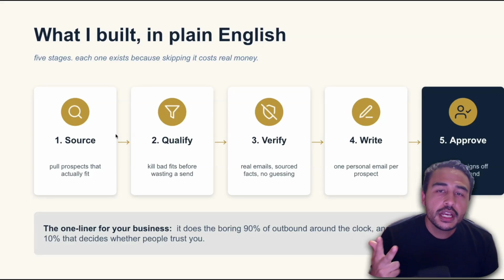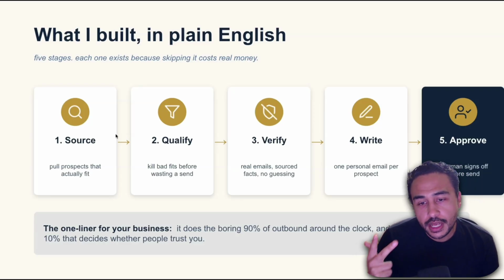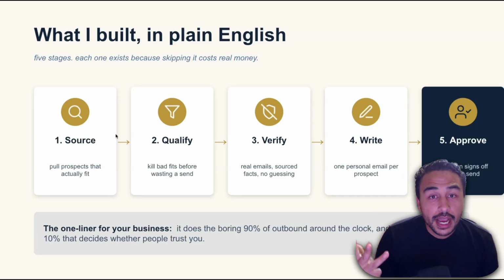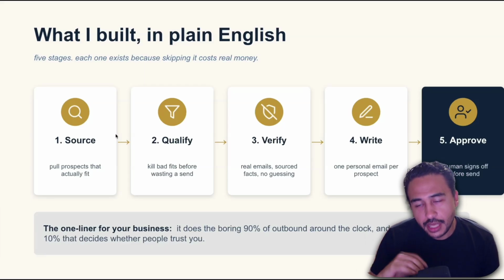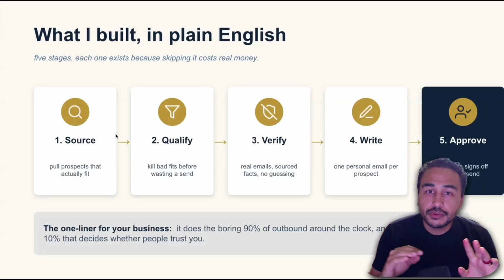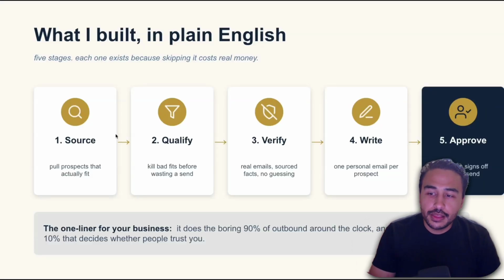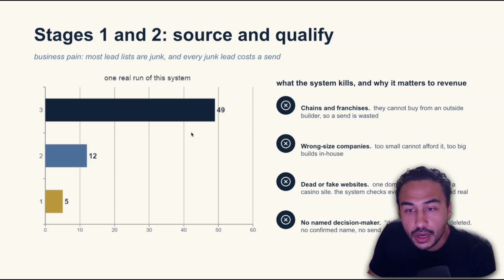We verified against real email addresses that were sourced and verified. We write like a human, and we also write our personalization. And then finally, through the approval process, when it's finally good to go, we just let it run on repeat. And it's actually done some really cool stuff. I'll show you. Here's a real run of the system.